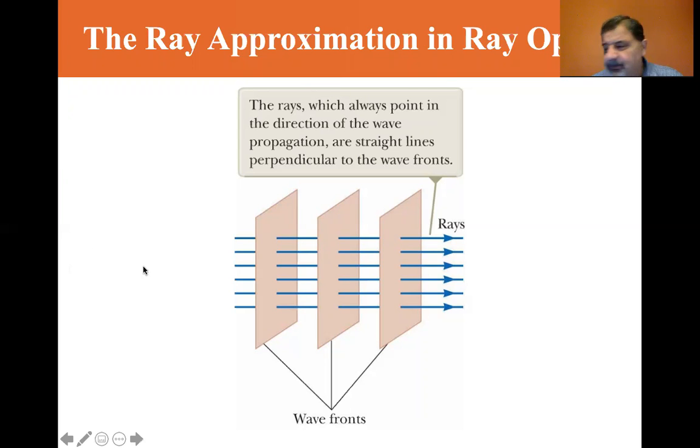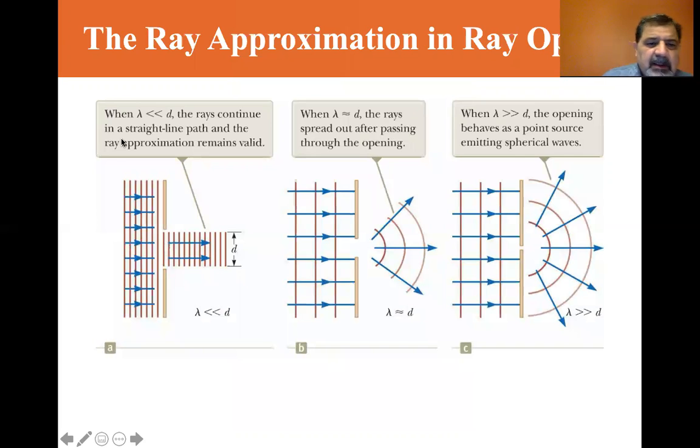Now, when you have waves and wave fronts coming at an opening, let's say you have a small hole in the opening, but the diameter of the hole is much larger than the wavelength of the light source. The diameter is much larger than the wavelength. When the wavelength is much smaller than the diameter, the rays continue in a straight line, and the ray approximation remains valid.